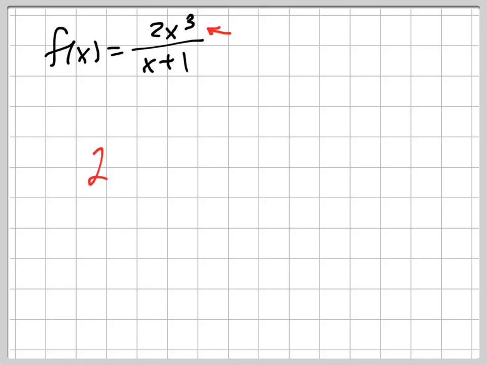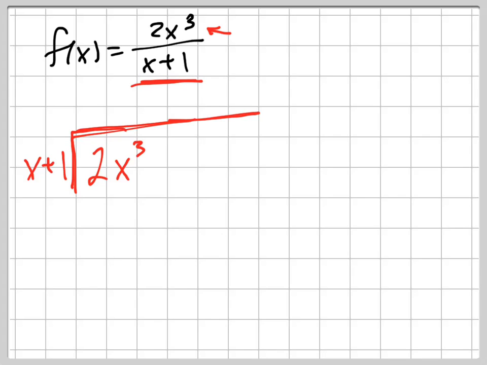I'm going to long divide 2x cubed by x plus 1. On this one you could actually do synthetic division, but don't get in the habit of doing it. If you want to do synthetic division, that would work because this is a linear factor function. But let's just do long division because you're going to need to do that anyway.